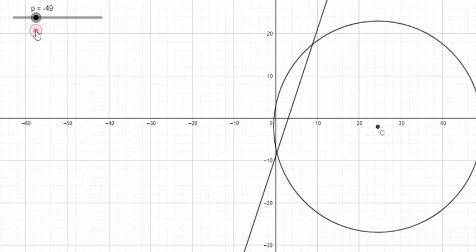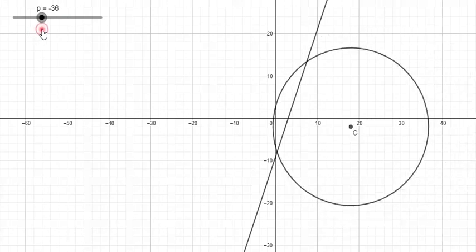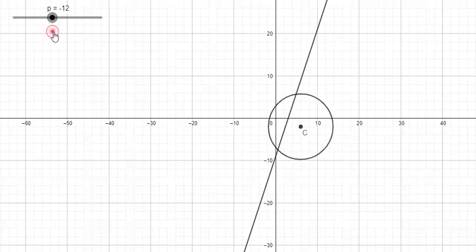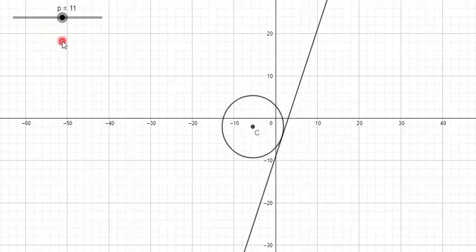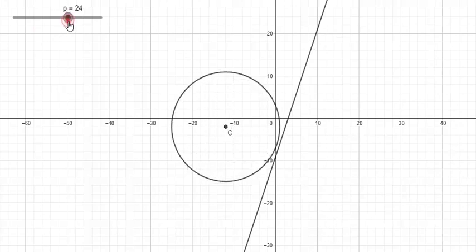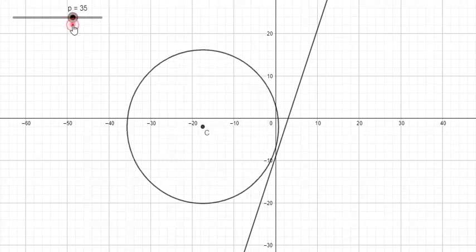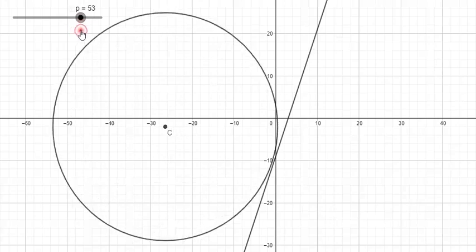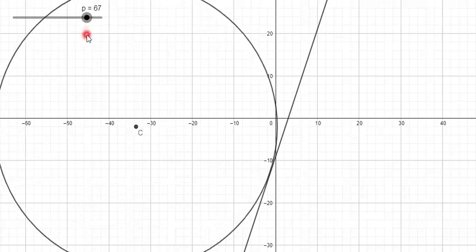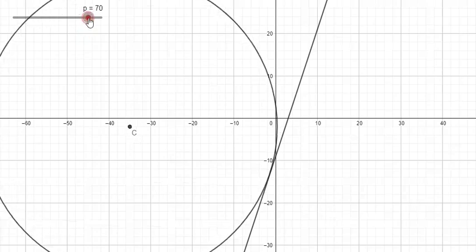And at that point, we have two intersections. Still two intersections. And just about there, so around 10 or 11, we get to the point where the circle is just touching the line. And now, of course, it's no intersections until we get to just about there. So around 67, 70, something in that region is when it starts to intersect with that line again.